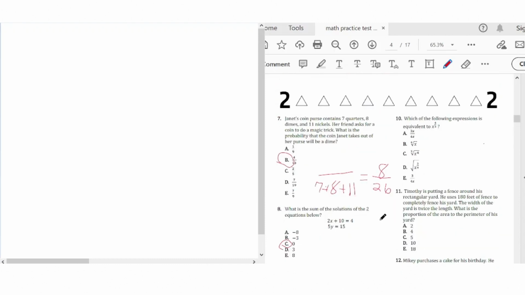Okay, looking at number 10. Which of the following expressions is equivalent to x to the 4 over 3? With fractional exponents, you have to remember that 4 goes on top, so that's raising it to the 4th power. And the one on the bottom goes in that little square root area right there. So this is like having the cube root. So this is going to be the cube root of x to the 4th. Looking at our answer choices, C looks like it is the cube root of x to the 4th.